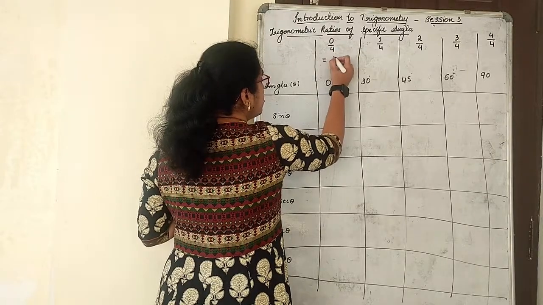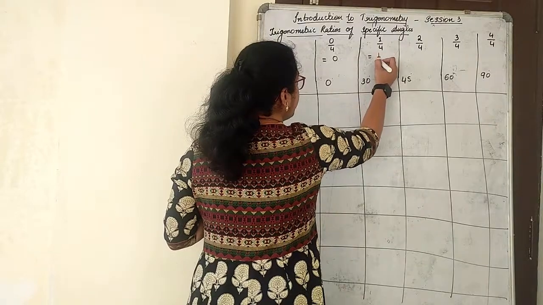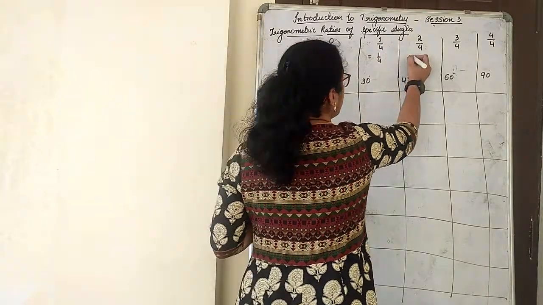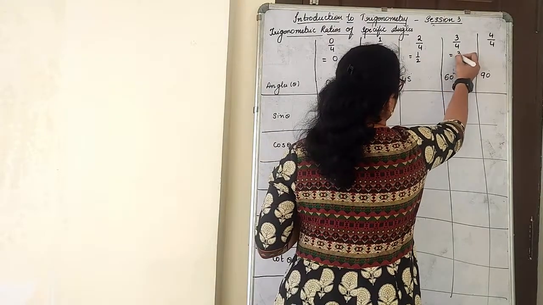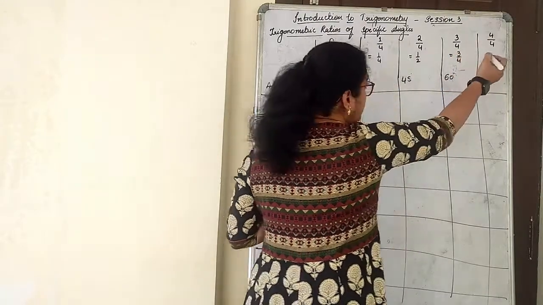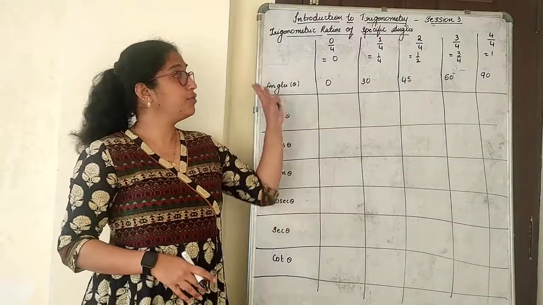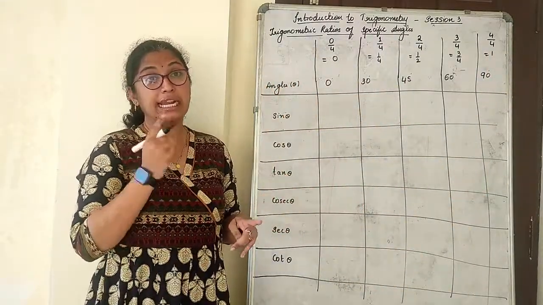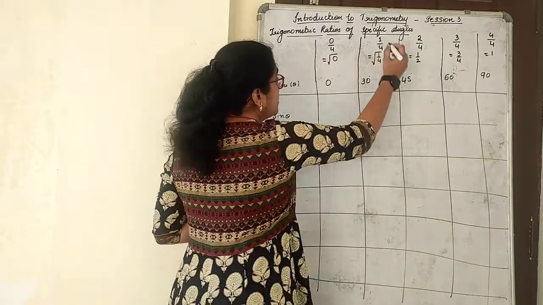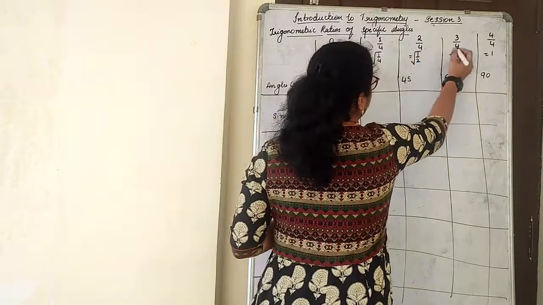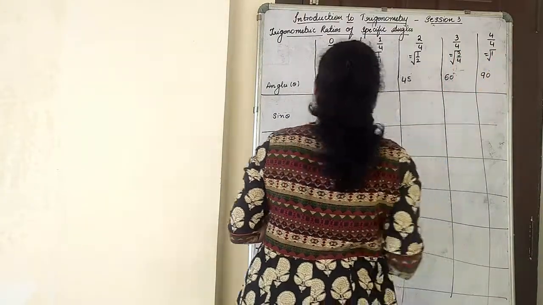You get 0 by any number is 0. 1 by 4 is 1 by 4 itself. 2 by 4 is 1 by 2. 3 by 4 is 3 by 4 itself. 4 upon 4 is 1, right? So when we divide that by 4, we got in this manner. Take the square root of these all numbers. Square root of 0, square root of 1 by 4, 1 by 2, 3 by 4 and root 1.